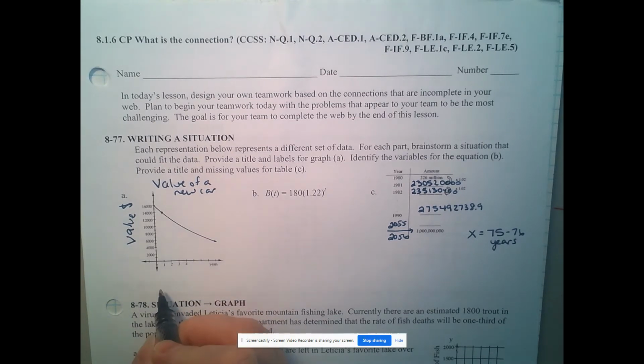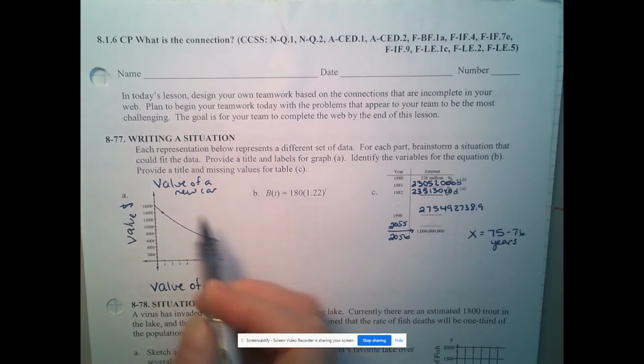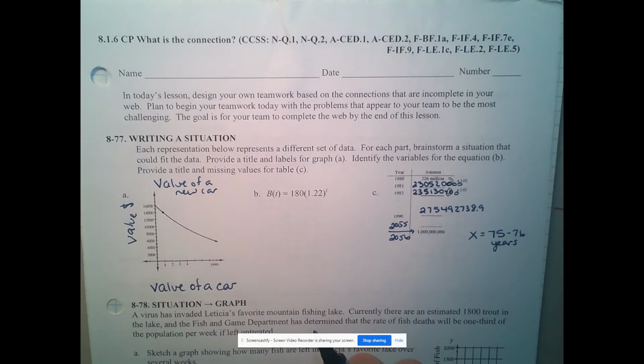So this one, the situation might be value of a car. And I put that as my title also. You don't need to be super creative as long as it's accurate.